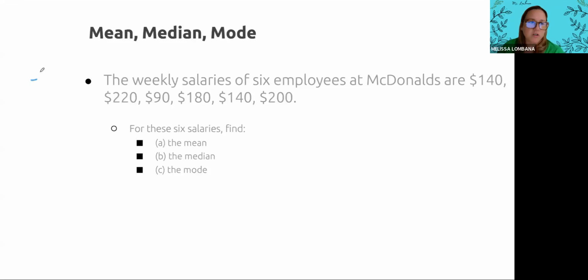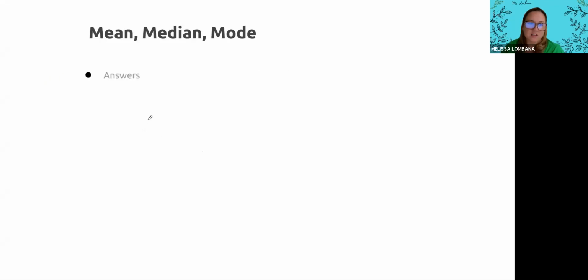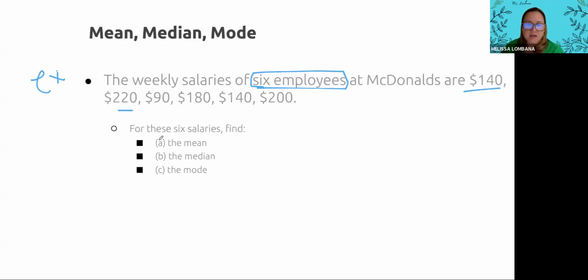Okay, I want you to put an example in your notes for mean, median, and mode. Let's say you have 6 employees, so I already know I'm going to be comparing 6 individuals, and this is their weekly salary. You're going to find the mean, median, and mode for this.